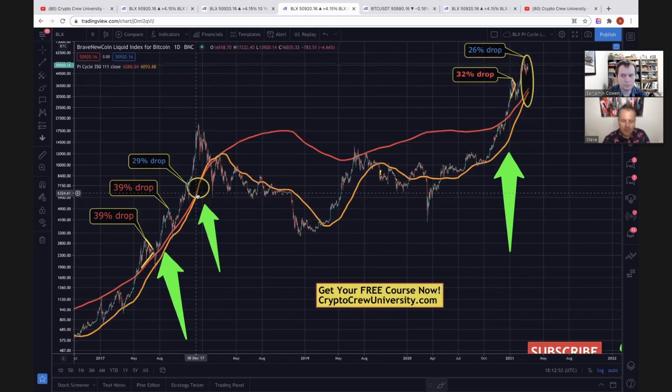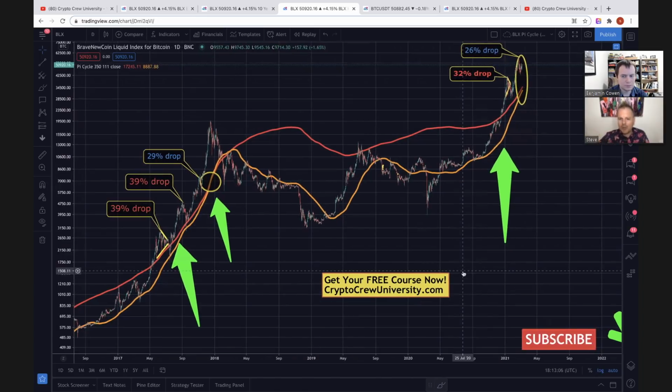We are getting very close. If we extrapolate this out, it says we're a couple months away from a cross. So we're going to keep a close eye on it. Maybe we will be back on this channel in the future to give an update, maybe when we do have a cross. So we'll keep you updated on the pi cycle.